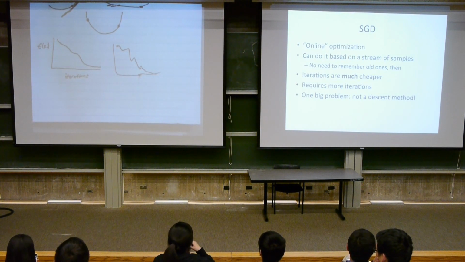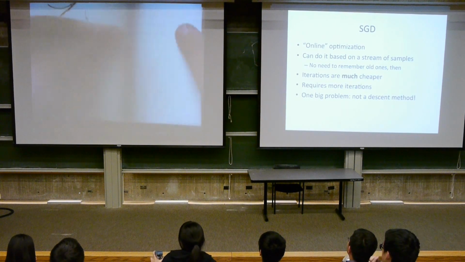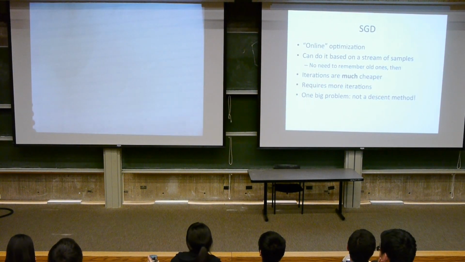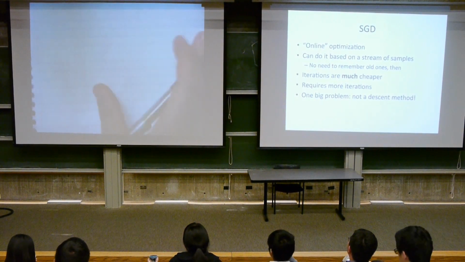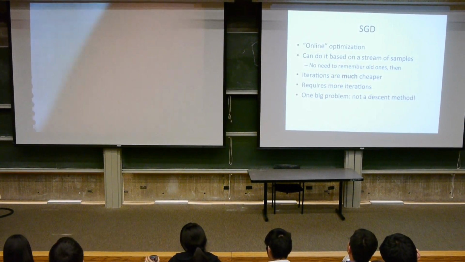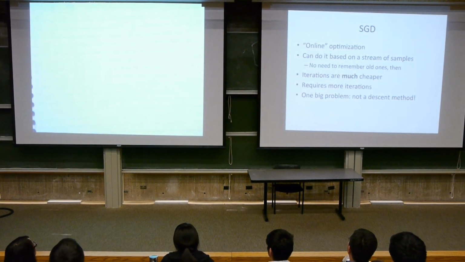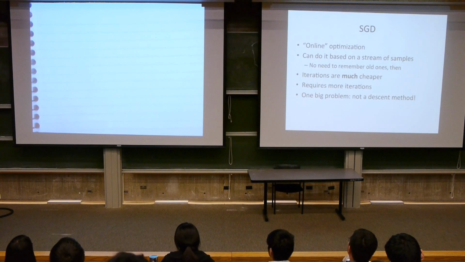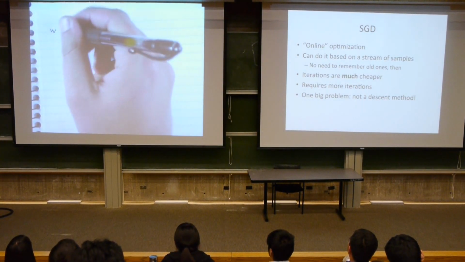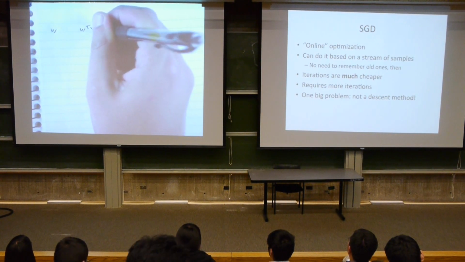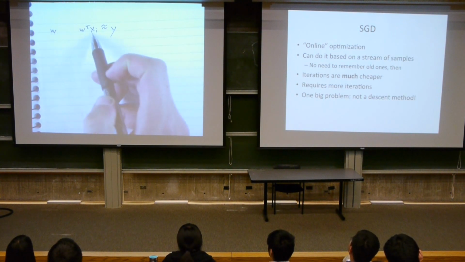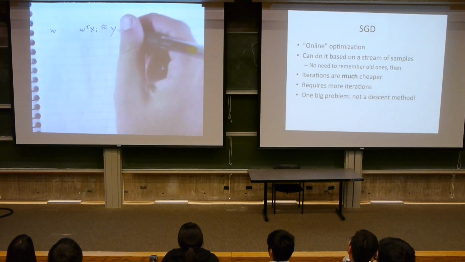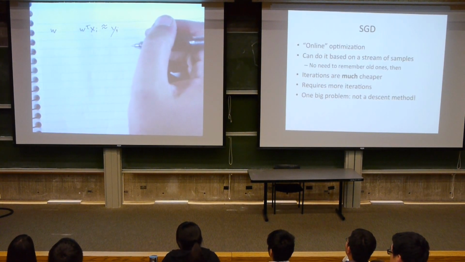Okay, so I want to do an example of SGD. So let's think of a linear classifier where we want to find a W such that for any arbitrary data point, the inner product of our weight vector W with that data point is about equal to the label. So that's the standard linear classifier setup.